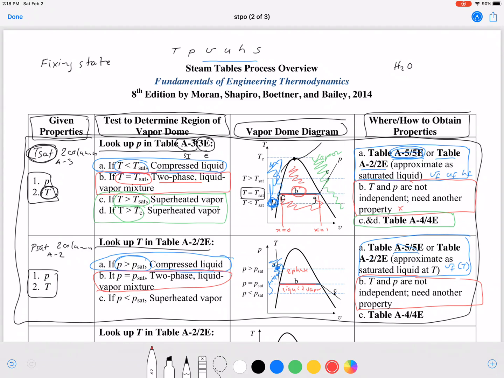And then finally, if P is less than the saturated pressure, then we're down here, and we are in a vapor area. So again, what we mean here, this would be our pressure, and that line is lower than this line where P equals Psat. And likewise, if we're here, our pressure here is greater than the saturated pressure, and then we're a liquid.